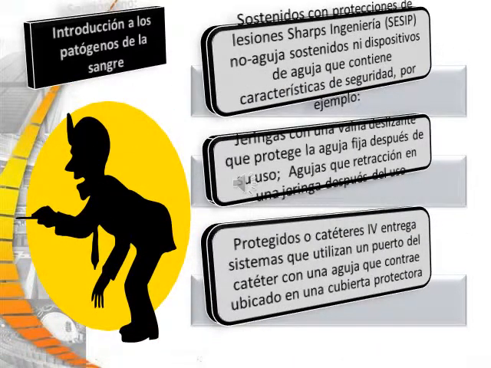Sharps with engineering sharps injury protections, or SIP, are non-needle sharps or needle devices containing built-in safety features. Syringes with a sliding sheath that shields the attached needle after use, needles that retract into a syringe after use, or shielded or retracting catheters, and IV systems that use a catheter port with a needle housed in a protective covering are all examples of SIP.